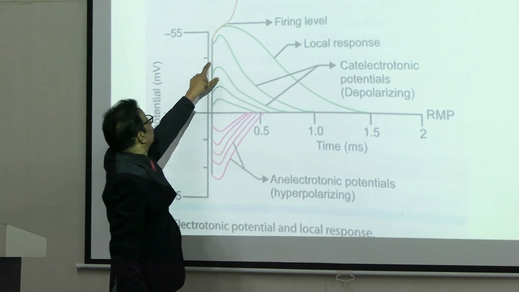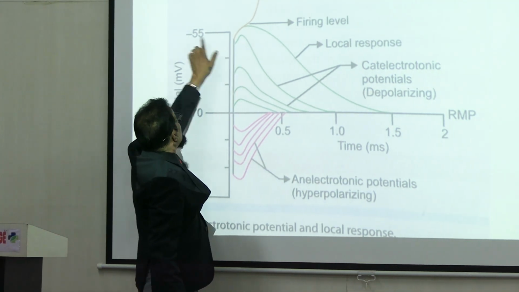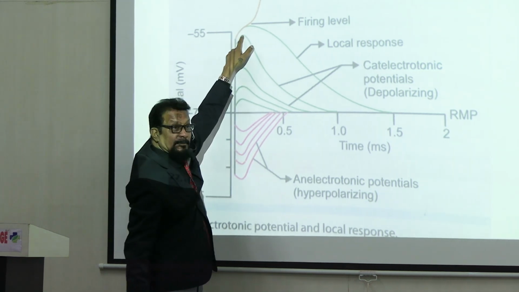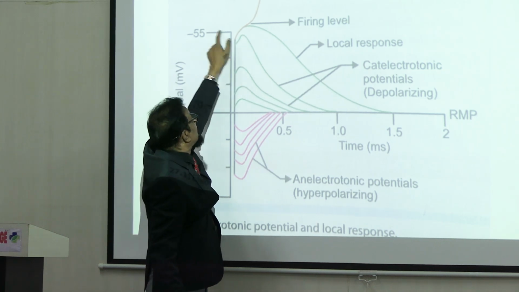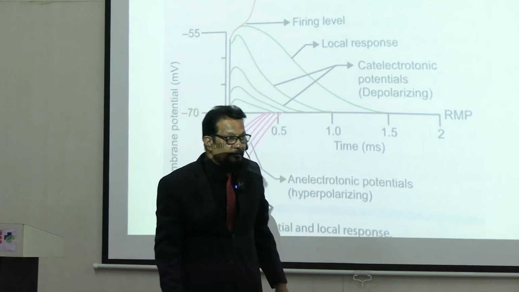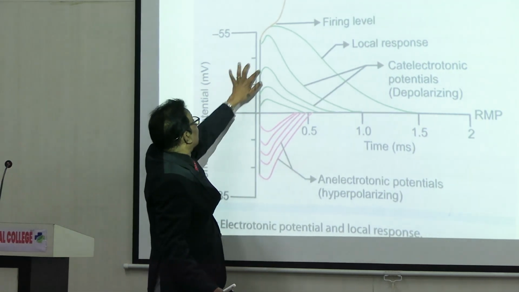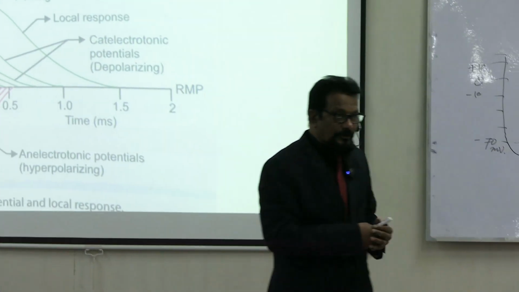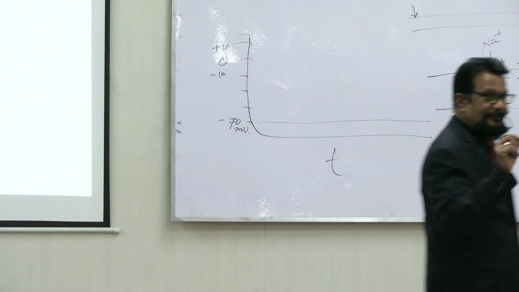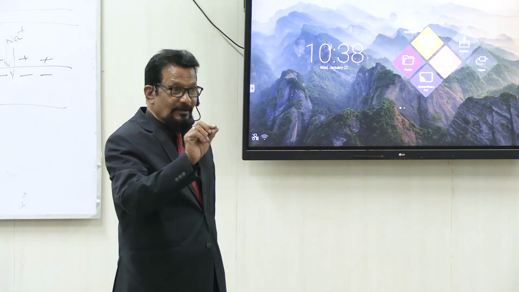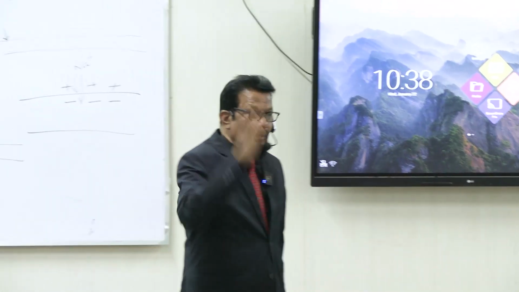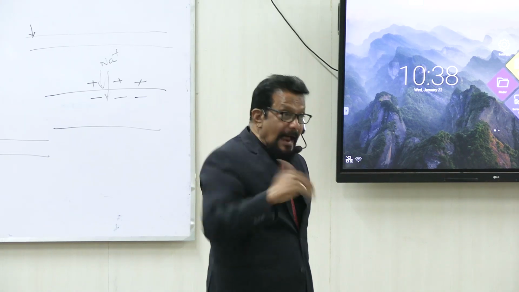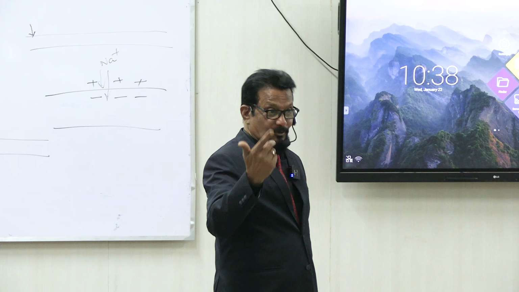Again I increased, but the change is not reaching minus 55. Before reaching that, it again came down to normal. So see, these are graded. Isn't it graded potential? These are called graded potential. We have stimulated the nerve with sub-threshold stimuli. All of these are sub-threshold stimuli, but their strength is relatively more and more. None could produce an action potential.